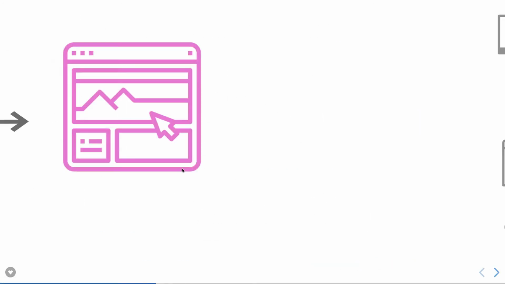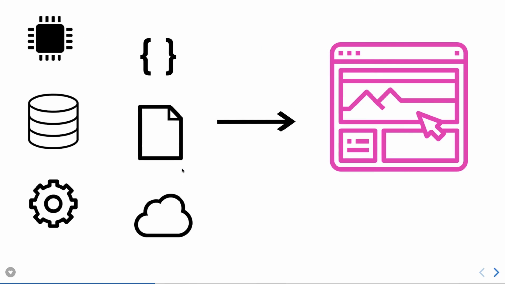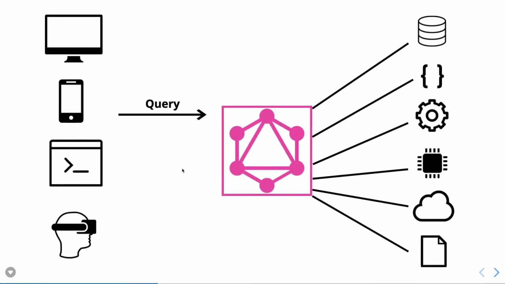Now this is what we are actually doing, right? These are the resources. We are actually getting these resources from the server side, right? So from different clients we are sending a query. The GraphQL server is there, and it can fetch the data from anywhere. It can be an HTTP call, a database, REST APIs, from a file, from anywhere.